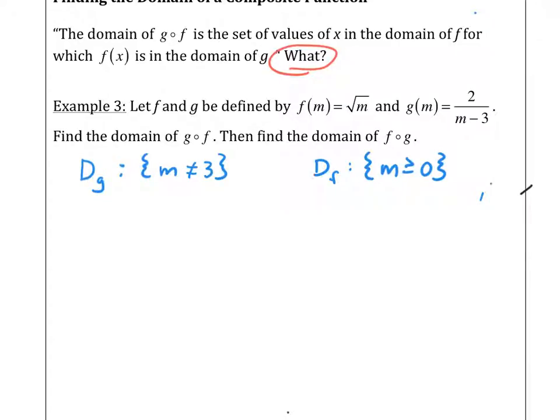So if we wanted to find out what the domain of g with f is, first I'm going to find out what that function is. So I'm using m as my independent variable. Remember, in this case, I'm going to take f and embed it inside of g. So here's f, and I'm going to embed that inside of g. So I say 2 over the square root of m minus 3.